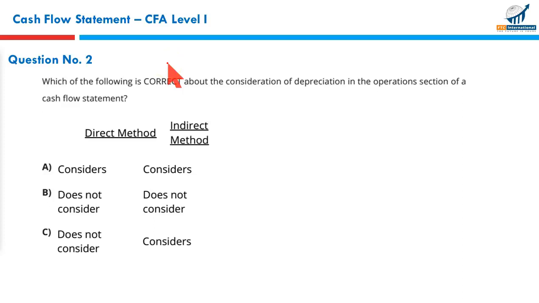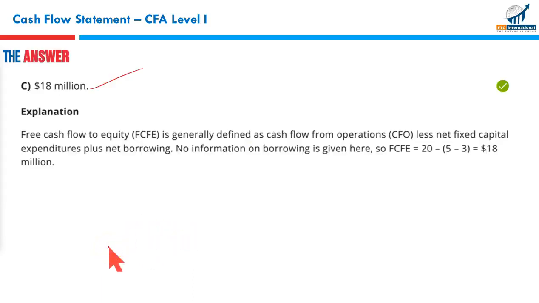Next. Which of the following is correct about the consideration of depreciation in the operation section of a cash flow statement? In the direct method, we take gross receipts and gross payments. There is no depreciation involvement. We do not consider depreciation in the direct method. But in the indirect method, when we draw the reconciliation, we add depreciation to our net income. So yes, depreciation is considered in the indirect method, but it is not considered in the direct method. So that makes C the correct option, and C it is.